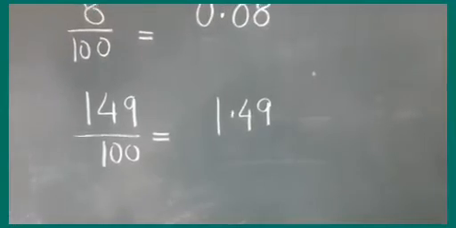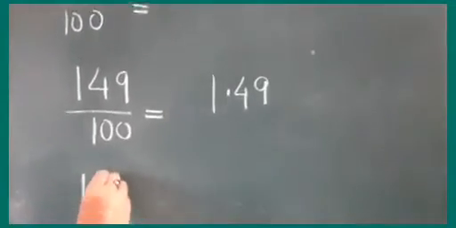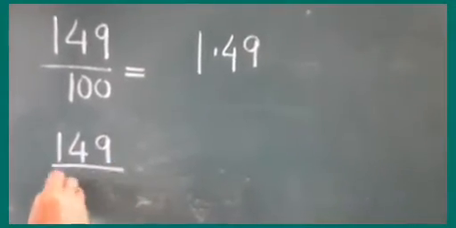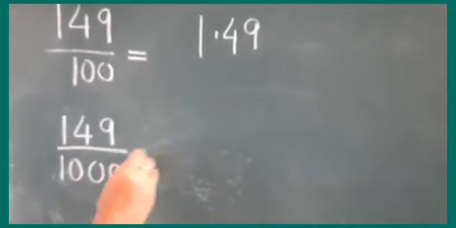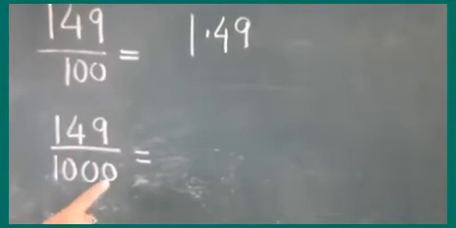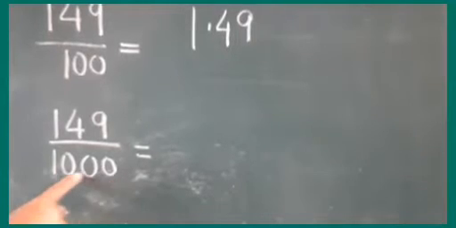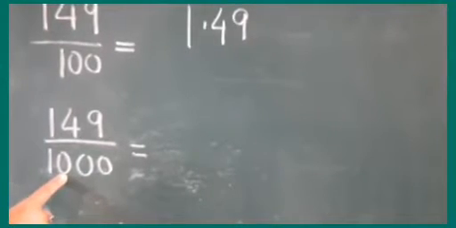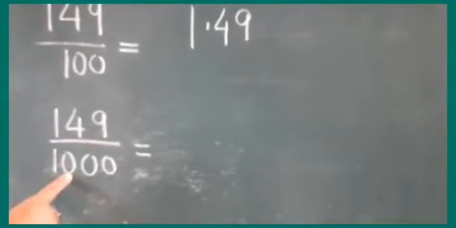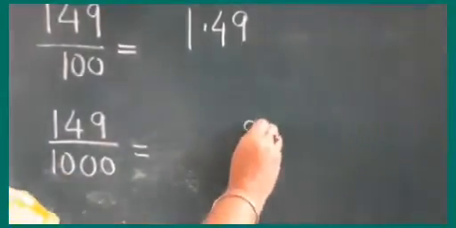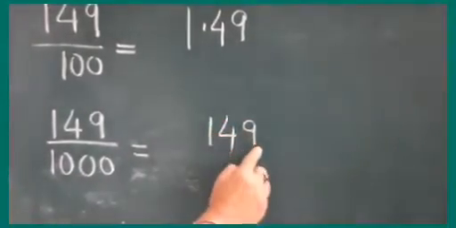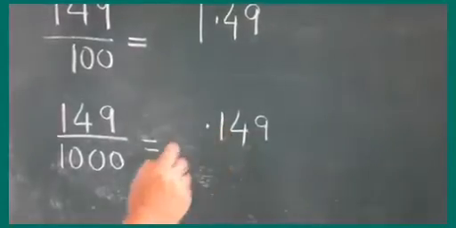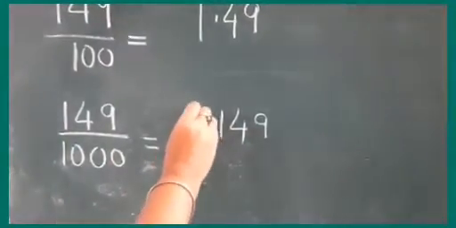If we have a number, say 149 by 1000. Now here we have three zeros in the denominator. It is the thousandths place. So we will count three digits from the right to the left and then put a point. So here it is 9, 4, 1. These are the three digits. So we will put a point. No other number is left, so we will put 0.